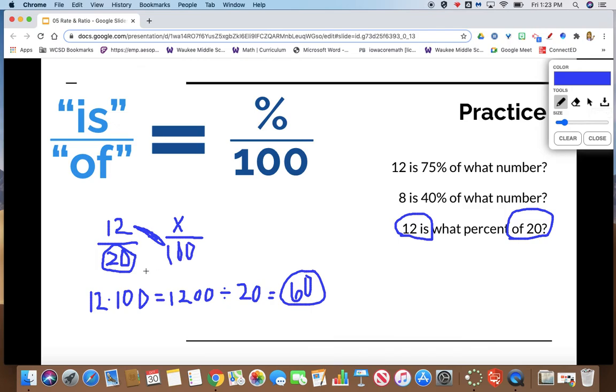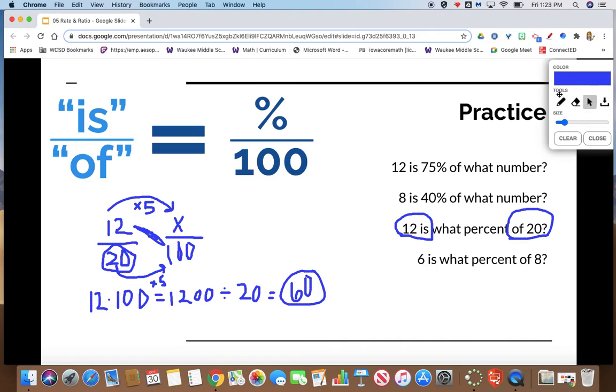Maybe you noticed another connection here. That 20, in order to get up to 100, we could just take that and multiply it by 5. So that means 12, in order to get it up to our unknown, we would just multiply it by 5, which would also get us 60. There are other strategies we can use that will work for some problems like this, but our cross product strategy that we've been using will work for all problems, so that's why we emphasize that strategy.